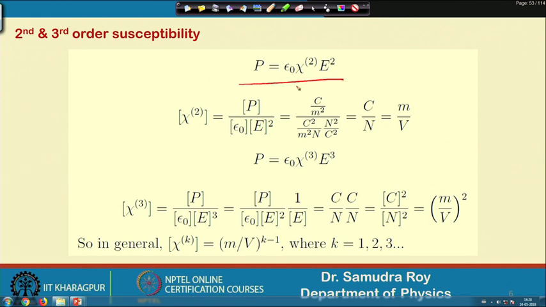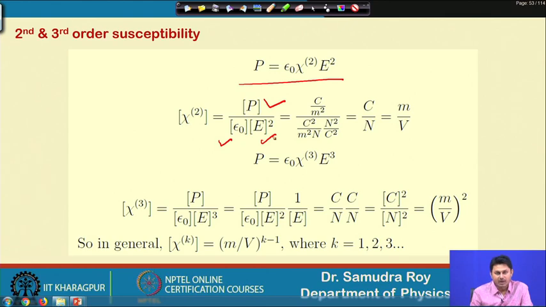So, here is my equation. The polarization is epsilon 0 chi 2 E square. This polarization is essentially the nonlinear polarization, but even so, the dimension of linear polarization and nonlinear polarization should be the same; there shouldn't be any difference. So, if I try to find the dimension of chi 2, the second order susceptibility, it should be the dimension of polarization divided by the dimension of epsilon 0, which we have already figured out in the previous slide, and then E square of that.